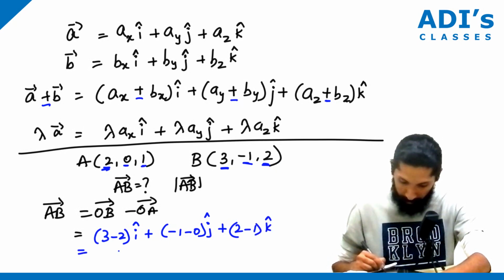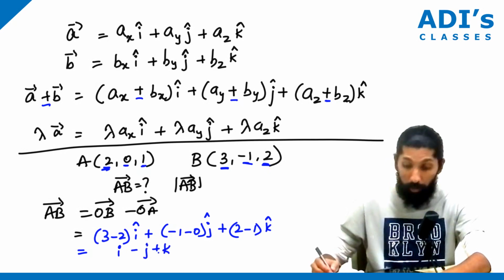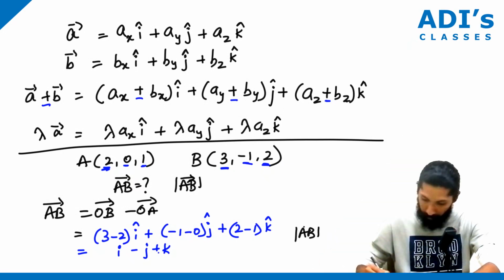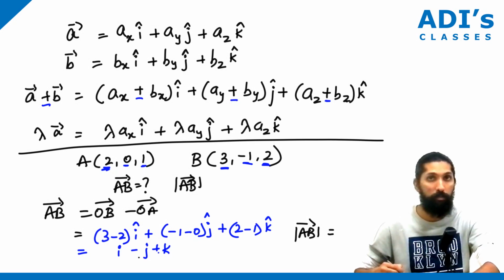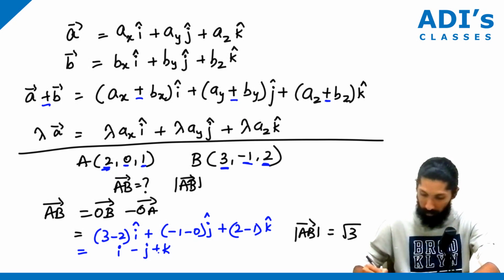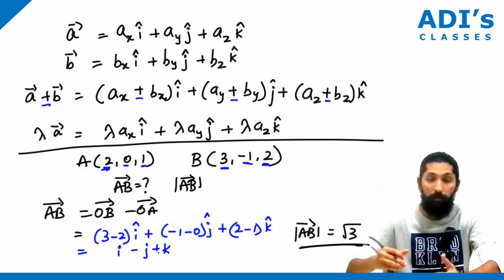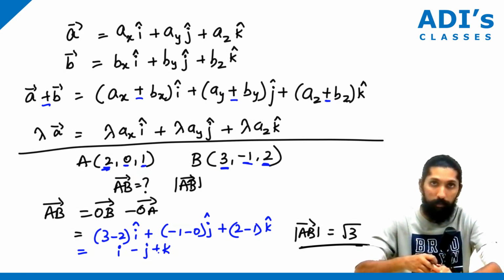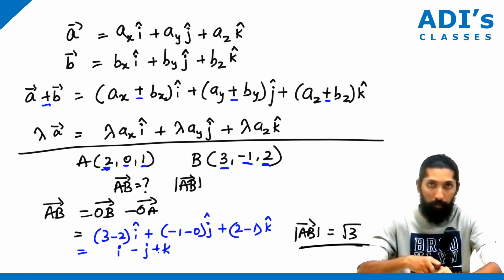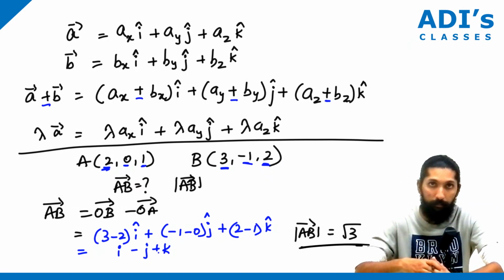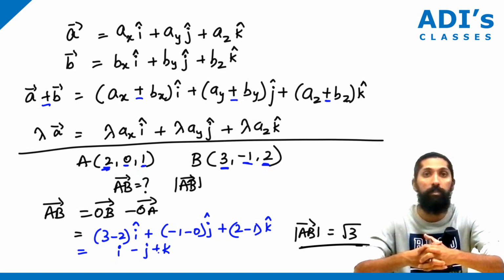So what do we get? i minus j plus k. So what is mod of AB now? Mod AB becomes root of 1 square plus 1 square plus 1 square, which is root 3. See, this is how we find the distance as well as the vector. This is what we mean by distance between the 2 points. Clear? So we'll try to solve a few problems based on the concepts we have learned so far. Based on that, we'll look into the next topics later.